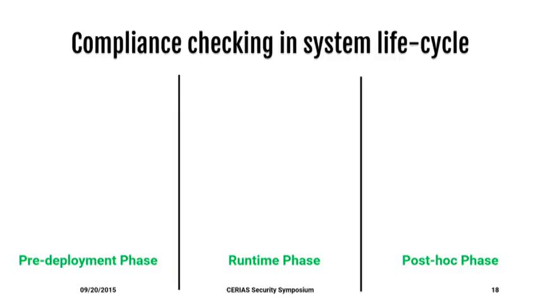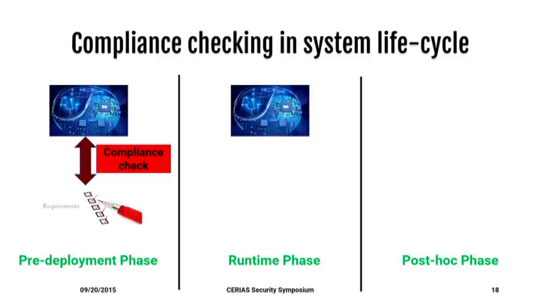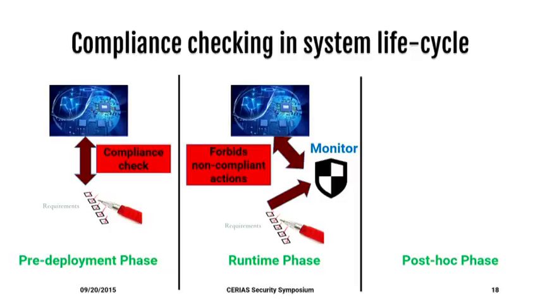So it's just finished writing the implementation. Or in the runtime, the system is running already, and you have some safeguard to protect against non-compliance. And finally, there is post-hoc, where you do it after the fact, right? Now, pre-deployment is basically you take the system and the requirement, and somehow check compliance before you deploy it. In the runtime phase, you have the system, and from the requirement you create a monitor, which you can think of as a guard, and the monitor checks all the actions and forbids non-compliant actions, right?